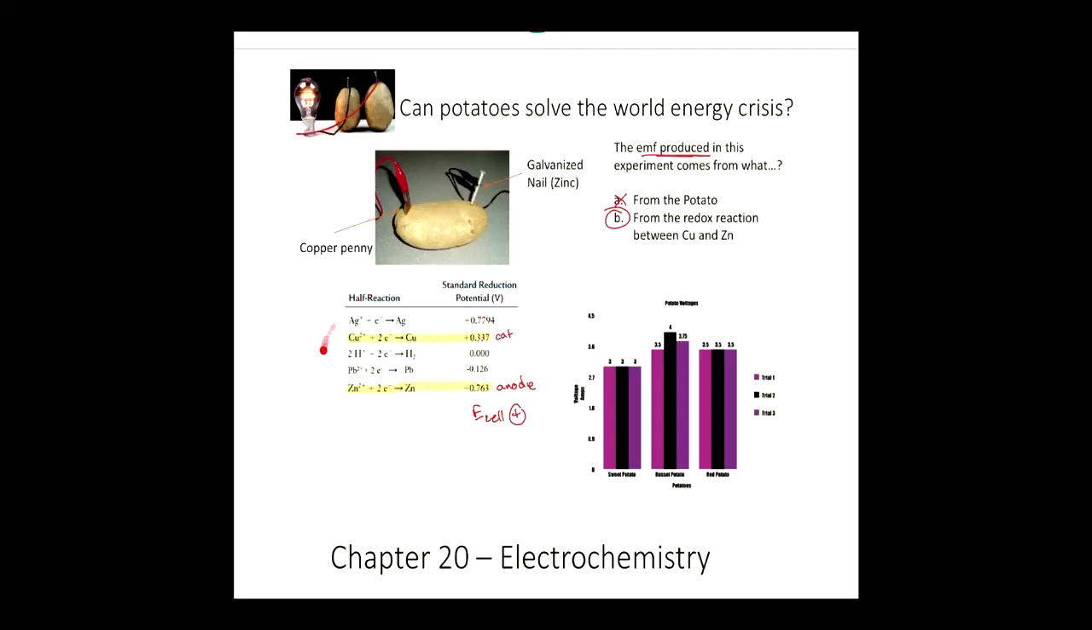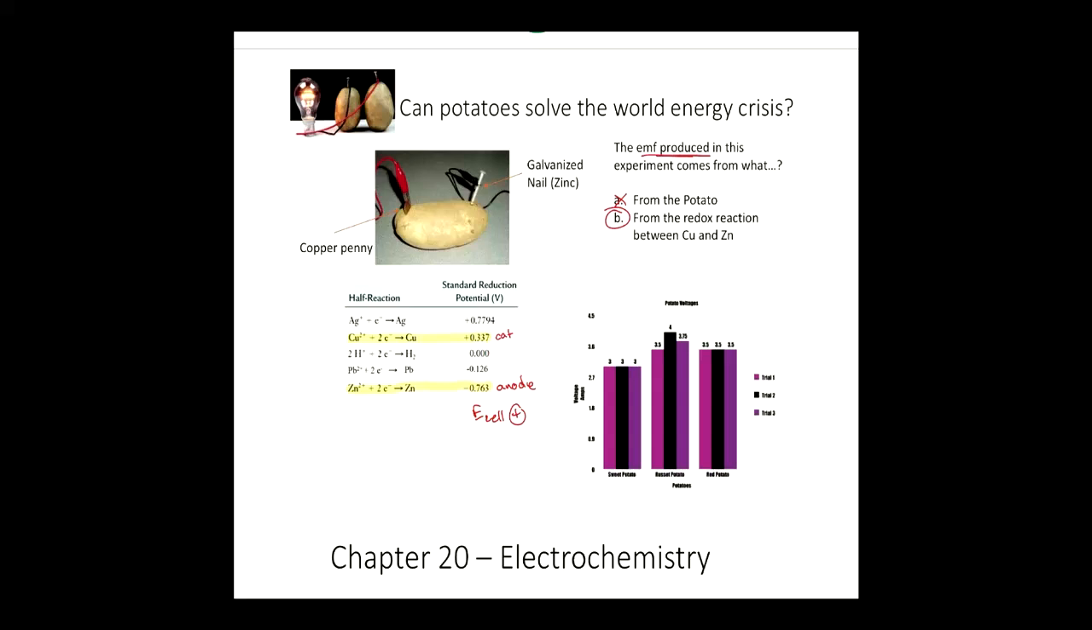I'll point out that we'll work with this table a lot. These standard reduction potentials. Just like when we used thermodynamic data in chapter 19, remember those thermodynamic data and these reduction potentials are all at standard conditions. What does standard conditions mean?